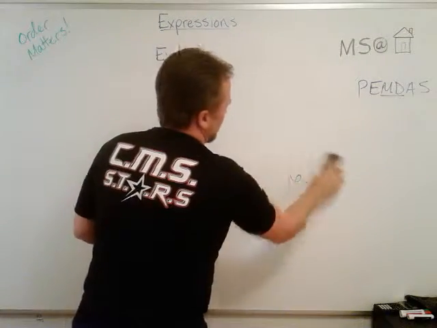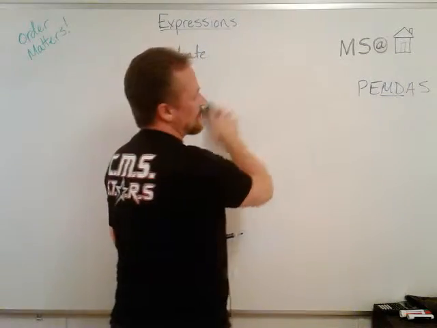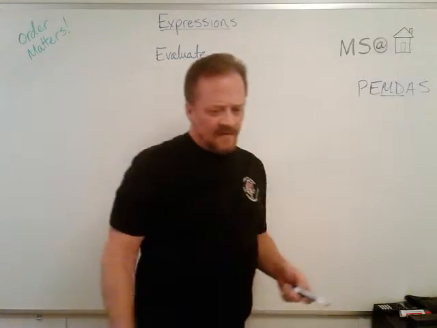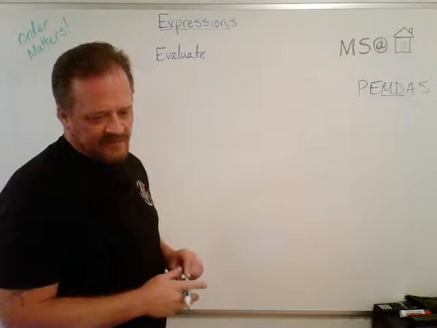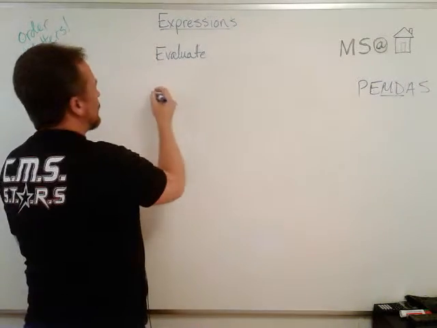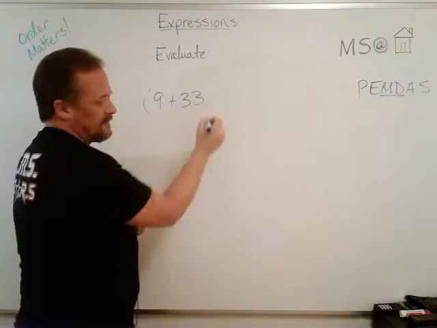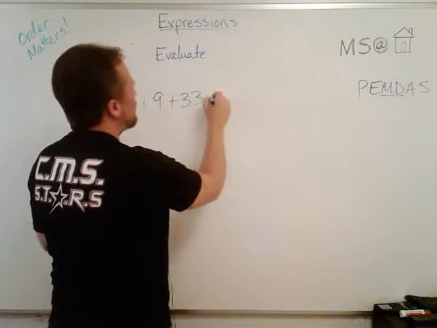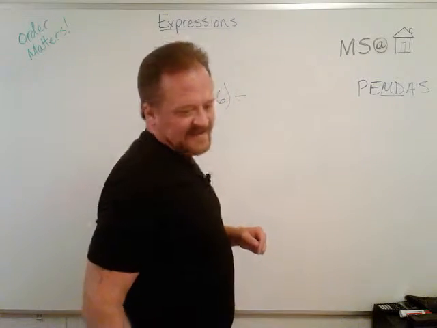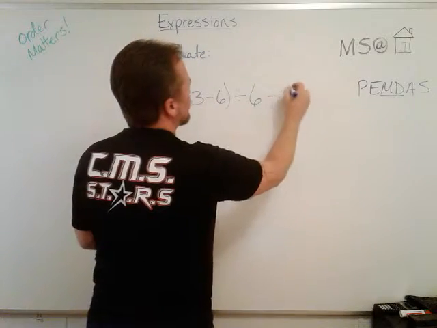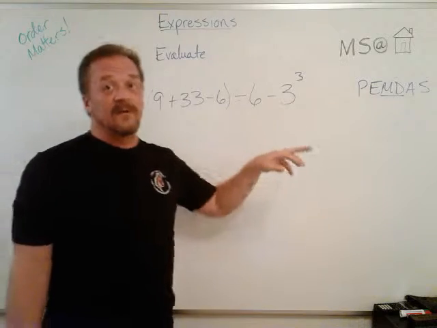Now let's introduce our friend, the exponents. See how we handle this one. I won't make it too crazy. Let's do, I'm going to get a quantity of 9 plus 33 minus 6 divided by 6 minus 3 to the 3rd power. Okay. Exponent this time.